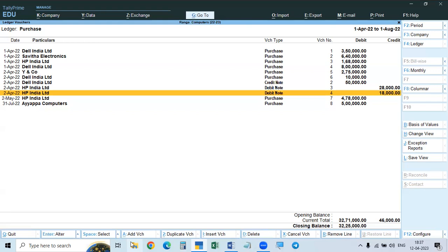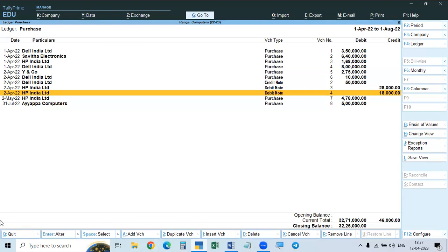To increase that, we have to issue a credit note. His account is to be credited. His account is to be increased. He's a creditor, so his account is to be credited. So to credit his account, we issue a credit note. Understand this? We issue a credit note. That I will tell you.